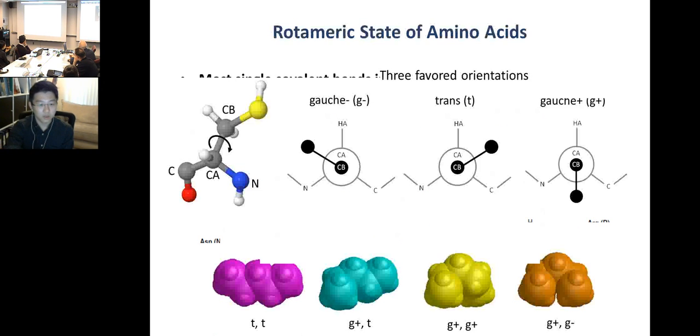Because of local steric interactions within the amino acid residue, residues prefer only a few staggered conformations known as rotamers. In general, the rotating bond favors three orientations: gauche minus, trans, and gauche plus. So depending on the combination of such favored orientations, residue conformation and their intra energy significantly vary.